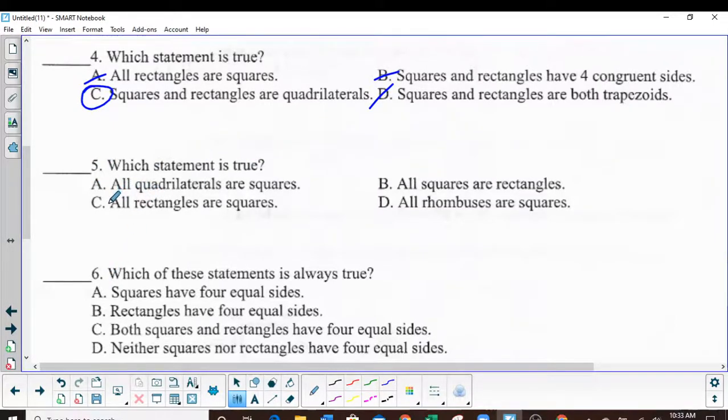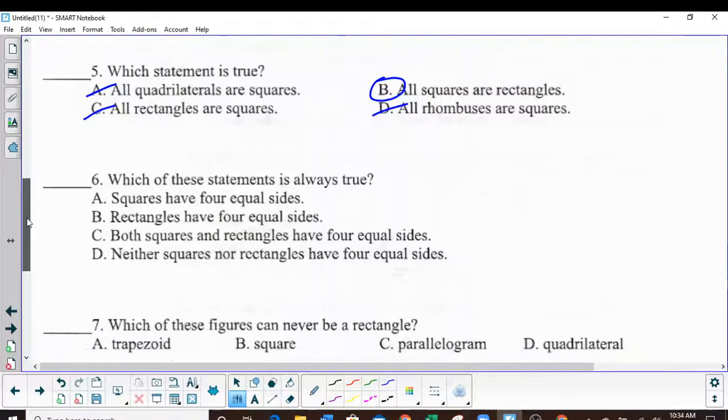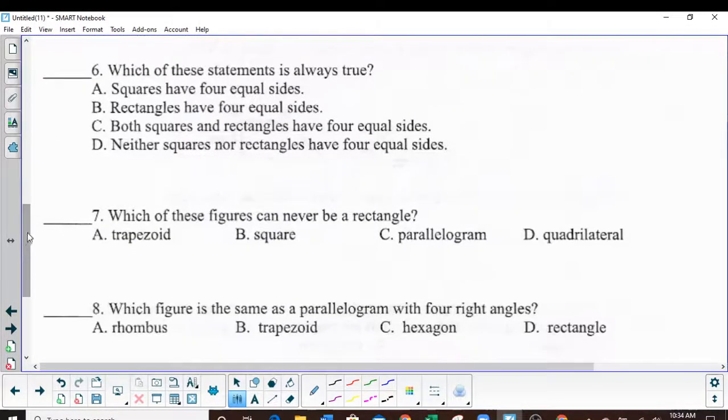Number 5, which statement is true? All quads are squares. Nope. All squares are rectangles. Yep. All rectangles are squares. Nope. And all rhombus are squares. No.